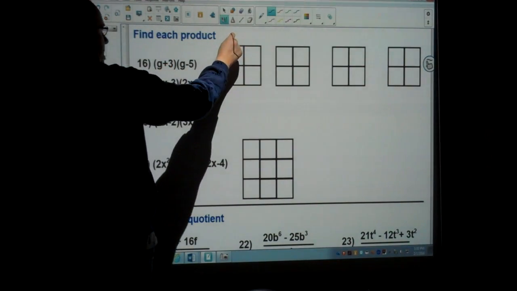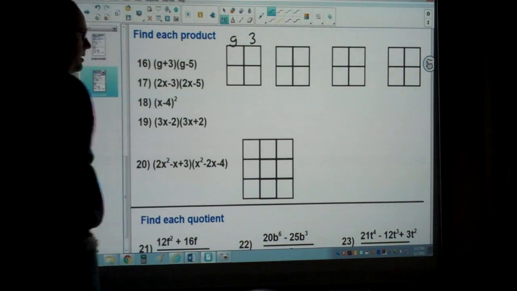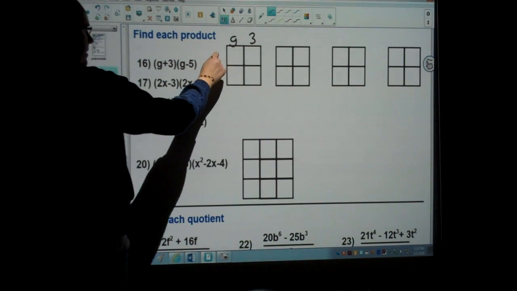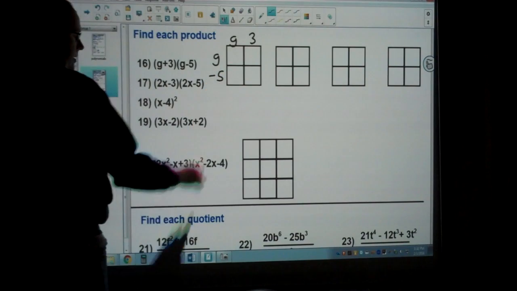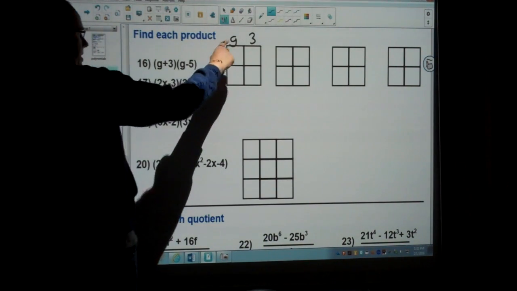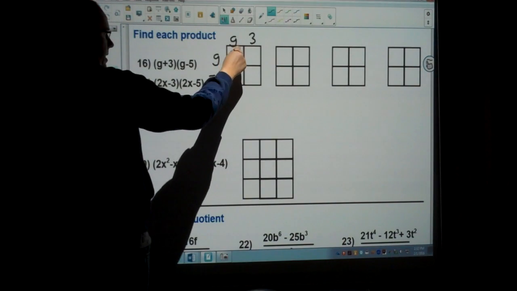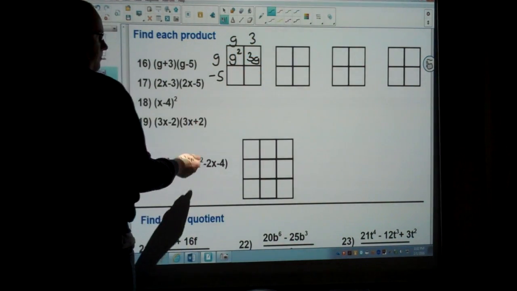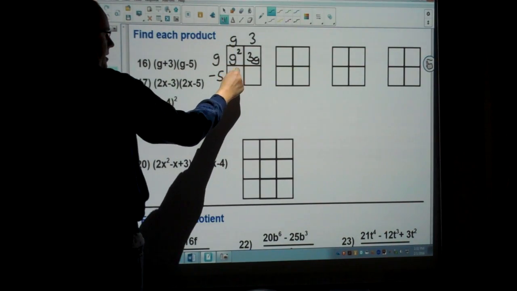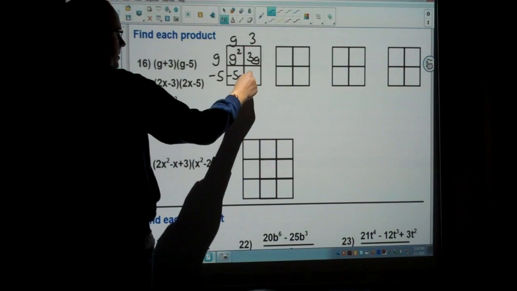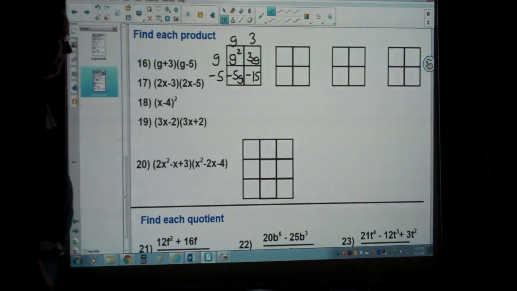So, g plus 3, I'm just going to write at the top. If it's a positive 3, I'm not going to put the plus sign, but if it's a negative, as you see here, then I certainly am going to fill in that negative sign. And we can go ahead and multiply all these. So g times g, I'm going to write in here. g times 3, numbers first, letters second. Negative 5 times g, same thing, numbers first, letters second. And then negative 5 times 3 is negative 15.